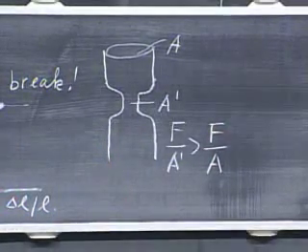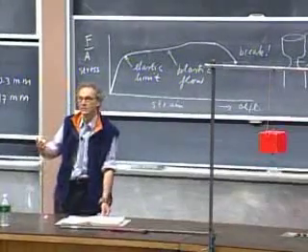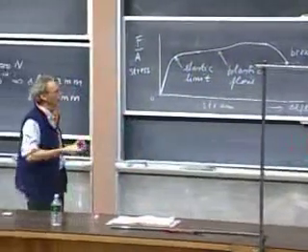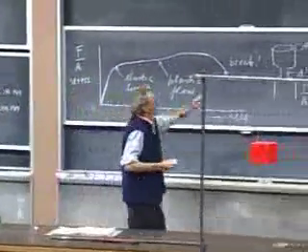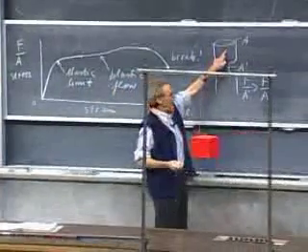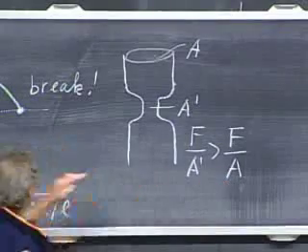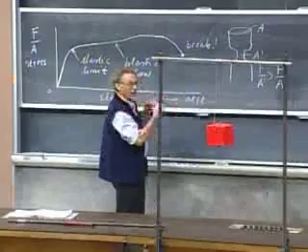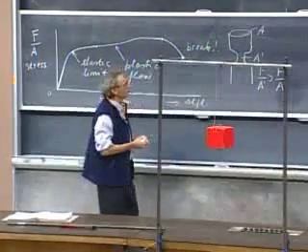If you could do this experiment in a controlled fashion, and there are machines designed to do that, then you could actually lower F over A so that the stress actually goes down, but that F over A prime would still go up, and therefore delta L will increase.